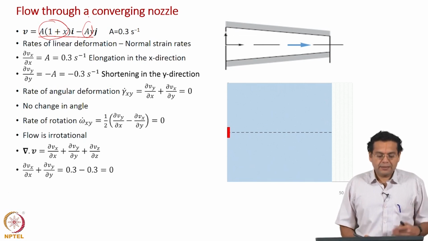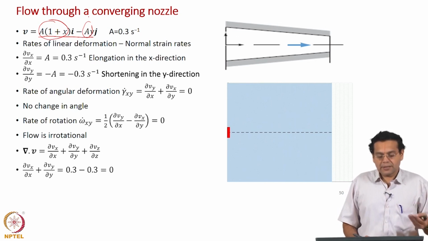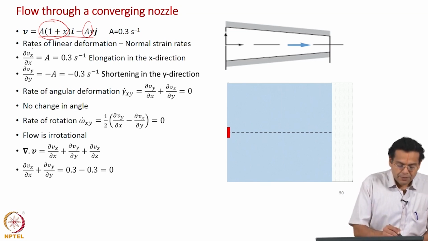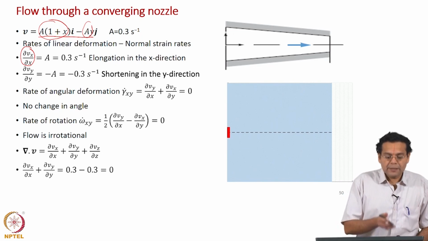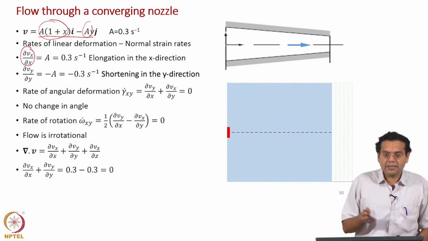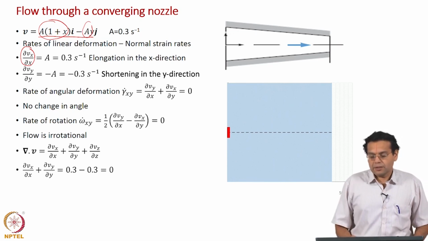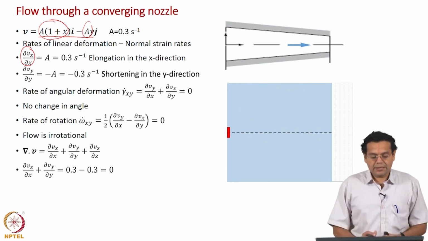For calculating rate of normal strain and shear strain, the x component of velocity depends on x. As we have calculated in the previous example, we have a non-zero value of ∂Vx/∂x, and that is positive. Why? The x component increases along the x direction. That is also in line with the physics of the geometry, because of the reduction in area, the x component should increase.